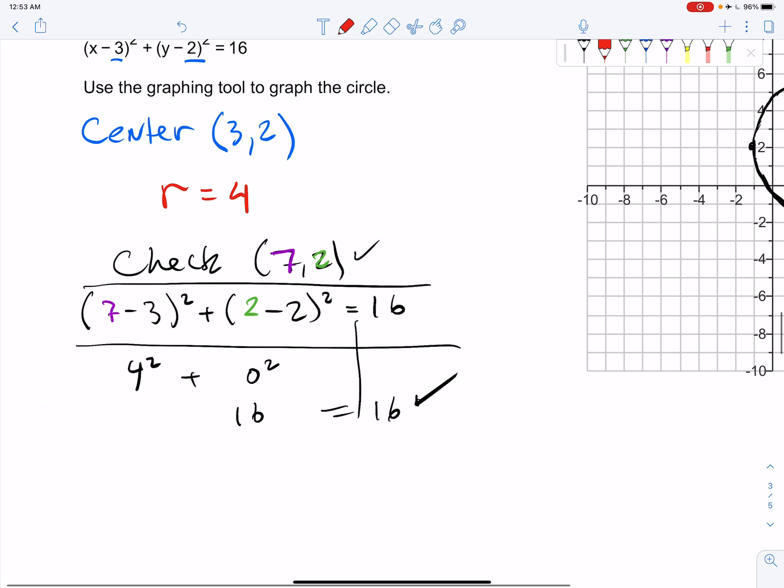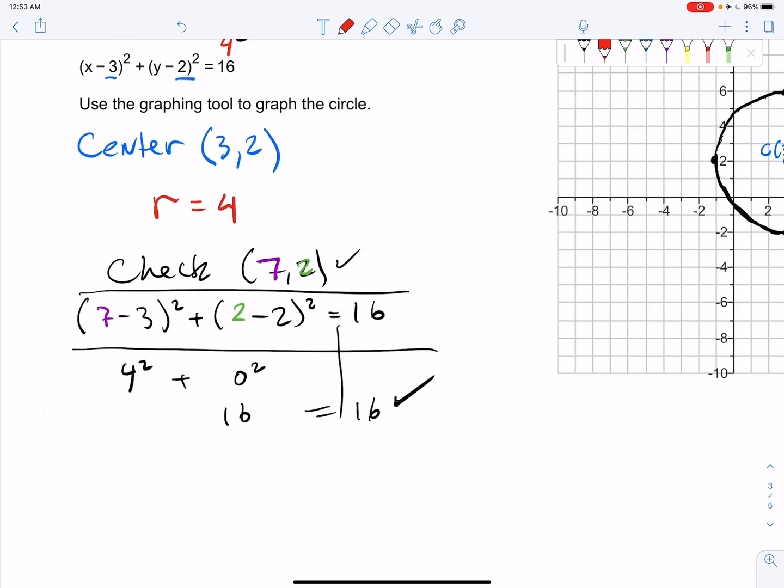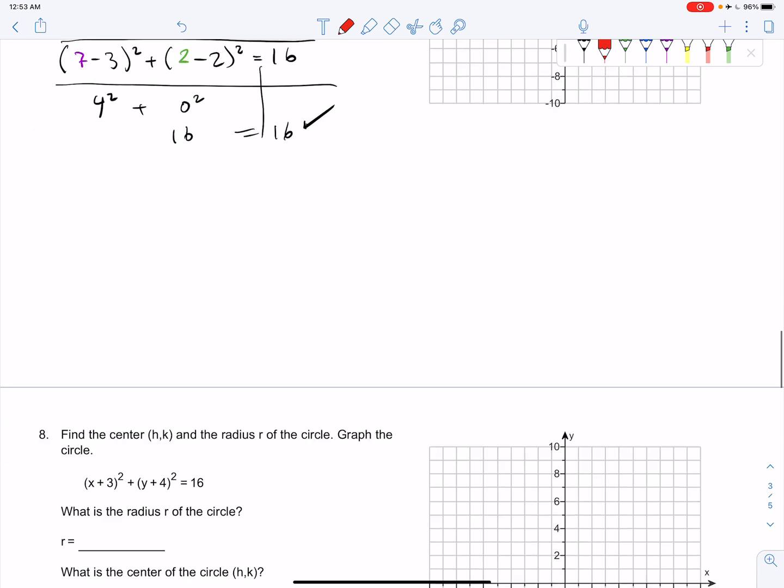So I feel like I definitely have the right answer. And by the way, I do have the right answer. Let's take a look at the next one.